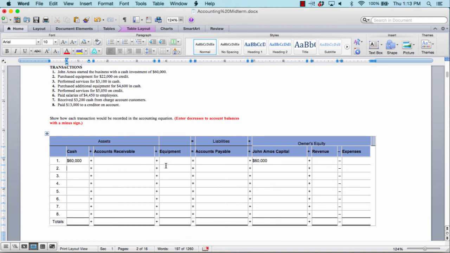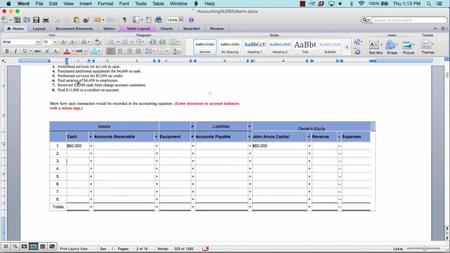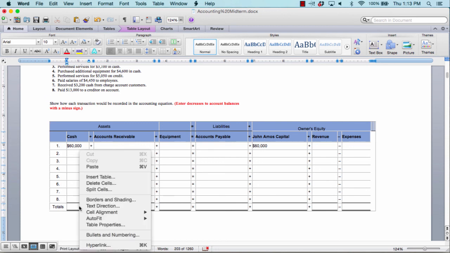So this is what you do for transaction number 1. That's it. And you continue on with the next transactions and put it under 2 for transaction 2. Anything that gets effective for 3, it's under transaction number 3, and so on. At the very end, please make sure to write down your totals.